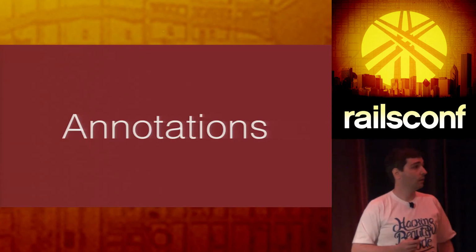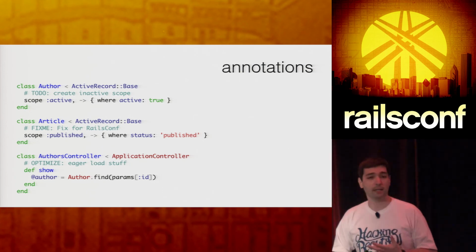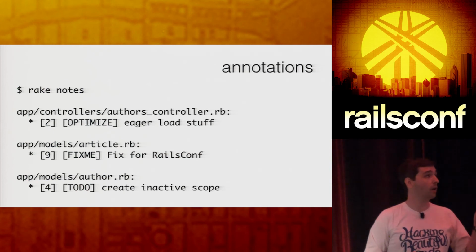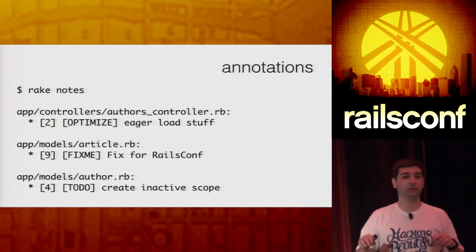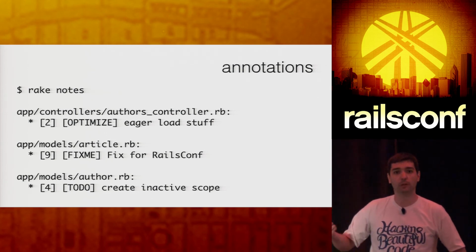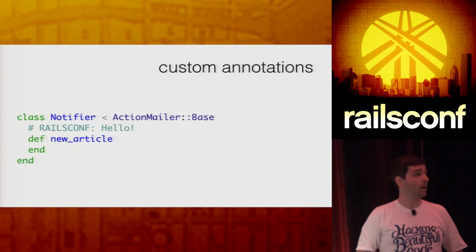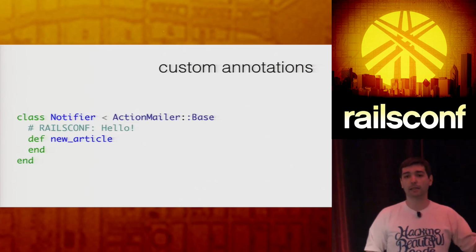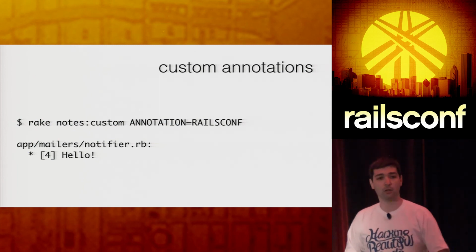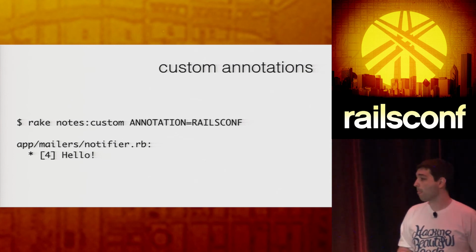Okay, annotations. So you can have to-dos, fix-me, optimize comments in your application, like I did here, and you can call rake notes on our terminal, and Rails will summarize that for you. So it's a good way while you're working on something to have your to-dos there, right? And you can also use custom annotations, like here I have the RailsConf one, and I can do rake notes custom and pass in the annotation you want, and Rails is just going to show that, which is pretty handy.